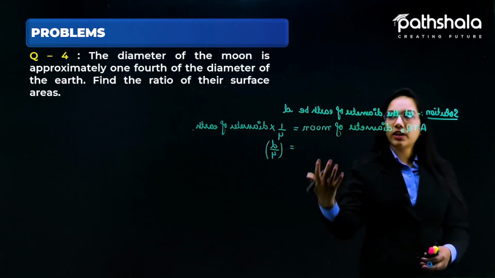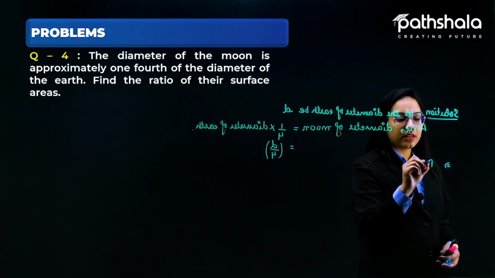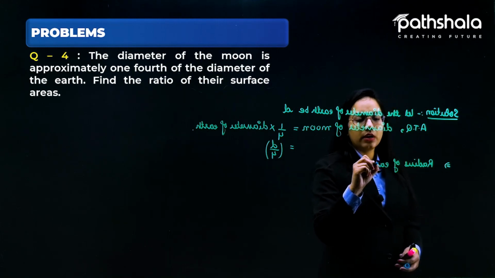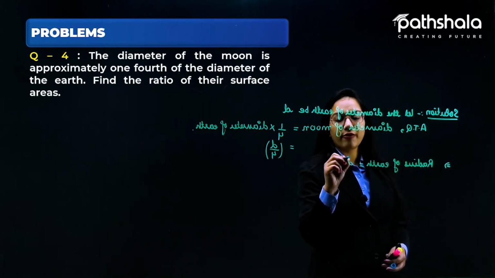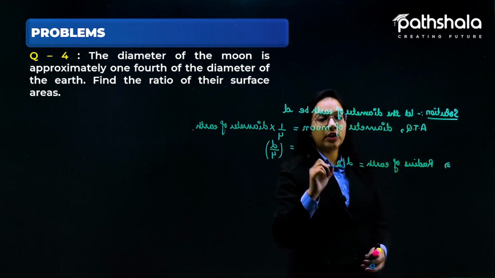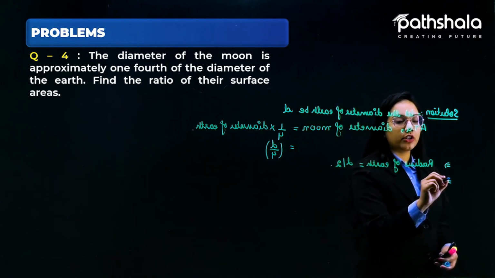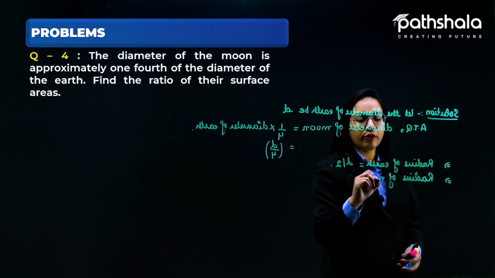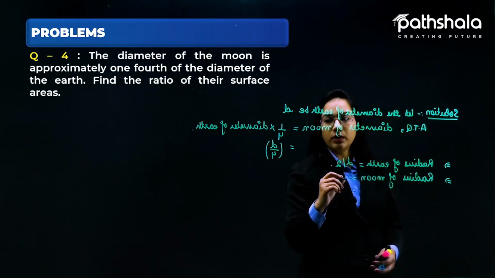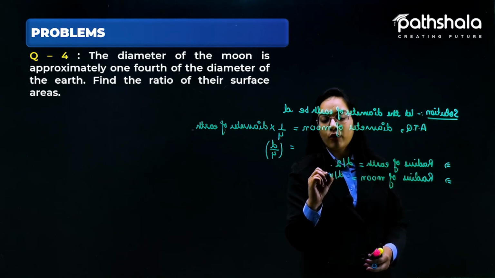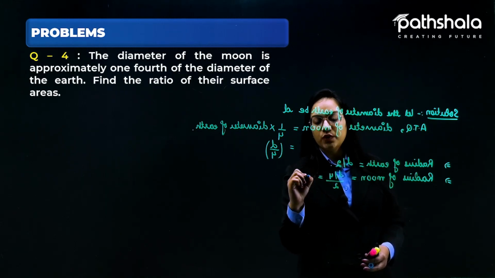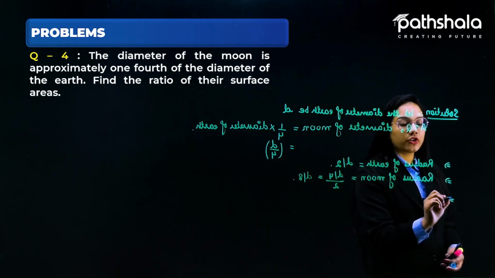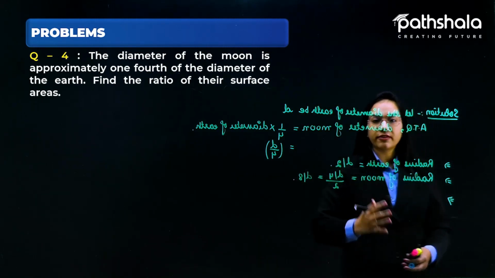Now let's talk about their radius. So it implies the radius of earth is half of the diameter, and furthermore the radius of moon would be equal to d by 4 and half of it. So this would be d by 8. This is the radius, and furthermore we just have to find out the ratio of their surface areas.